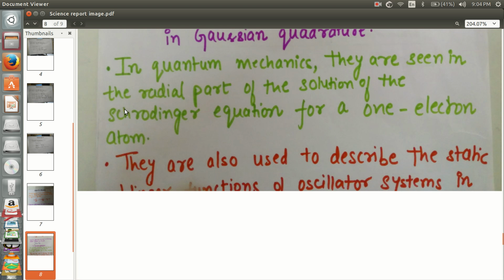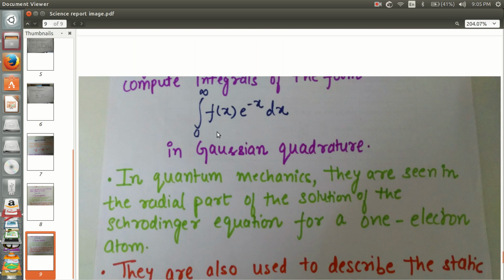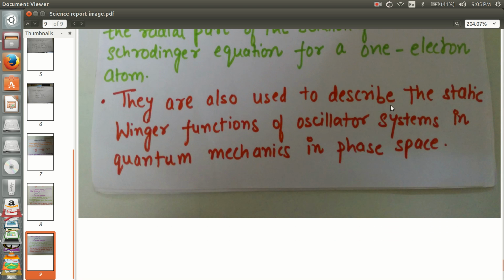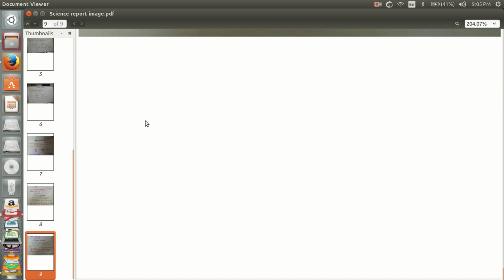In quantum mechanics, they are seen in the radial part of the solution of the Schrodinger equation for a one-electron atom. They are also used to describe the static Wigner function of oscillator systems in quantum mechanics in phase space.